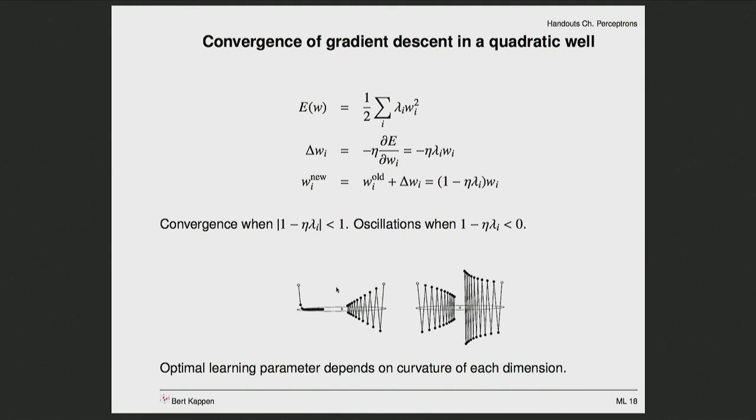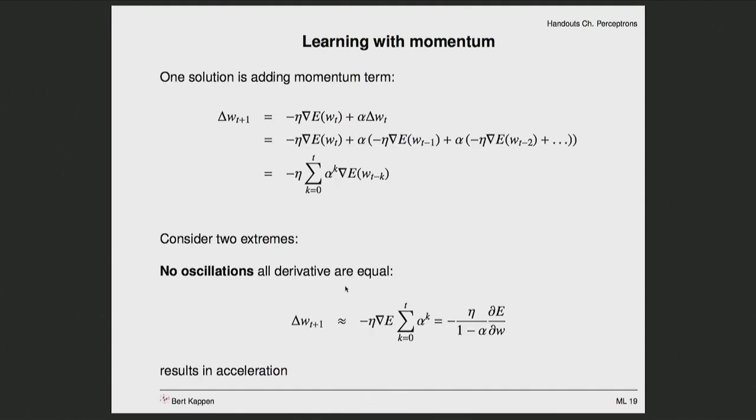Okay. So you want to have eta small to get the convergence, but of course you want to have it as large as possible. So you see that the optimization of the eta has to do with the curvature that is different in different directions, and there's actually no easy solution for how to set this eta, because different directions would like to have a different eta. So how to deal with that? There are several ways. One way is called momentum.